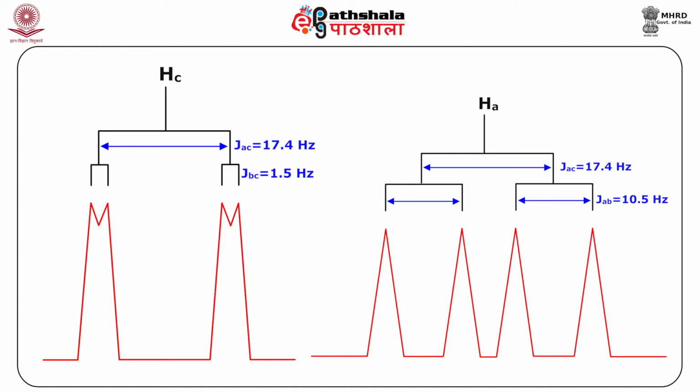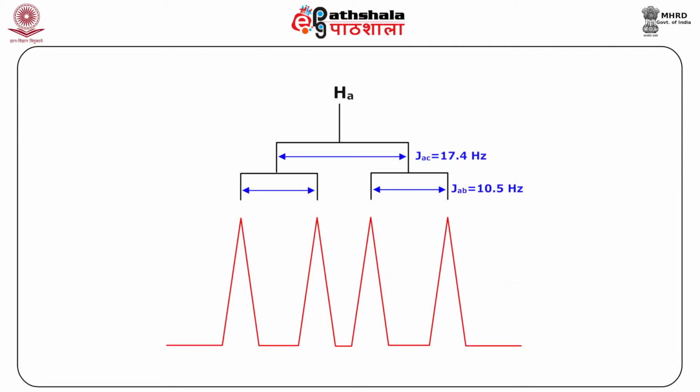Now the signal for HA, which is at 5.95 ppm, is also a doublet of doublets with coupling constants 3JAC equal to 17.4 Hertz, which arises due to trans coupling, and 3JAB equal to 10.5 Hertz, which arises due to cis coupling.